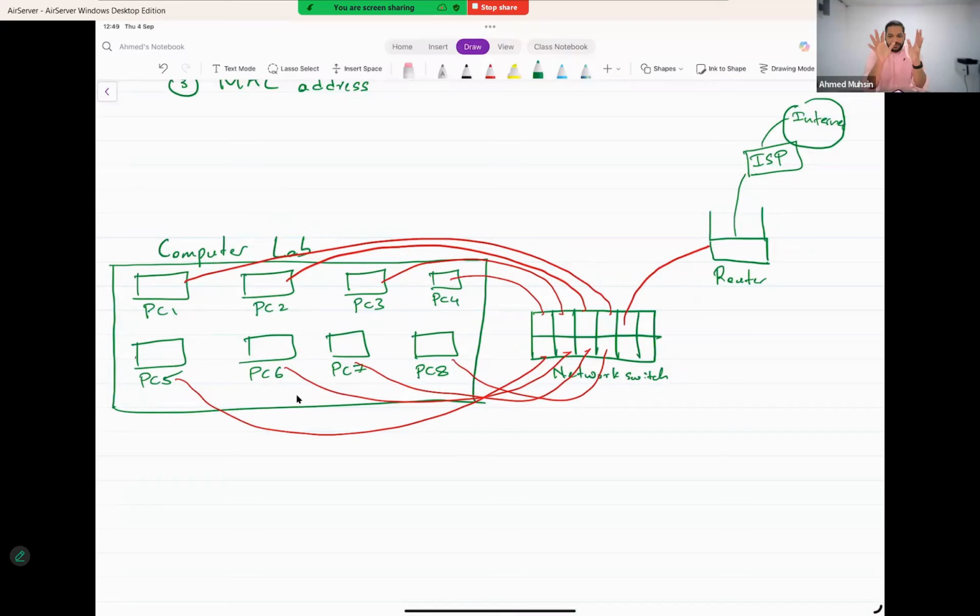Just a rough diagram. I don't need beautiful drawings. Just for you all to understand where we use the switch, where we use the router. I just want you all to understand that.